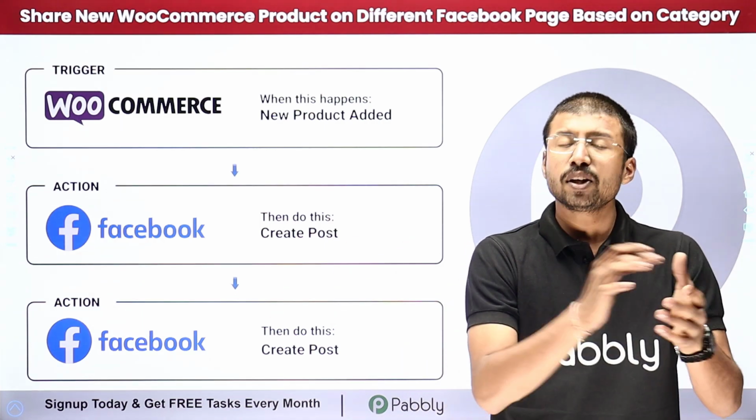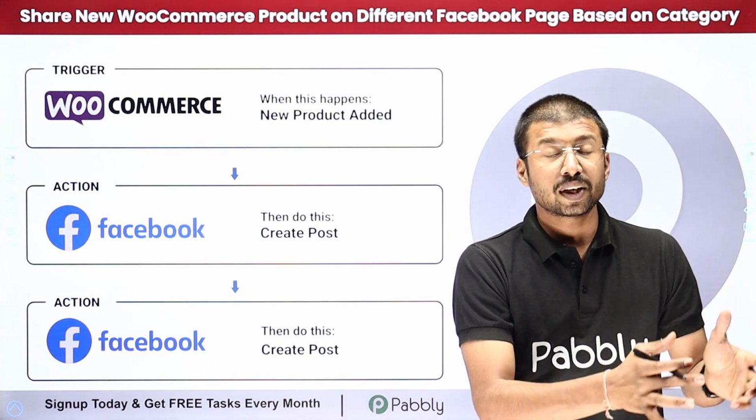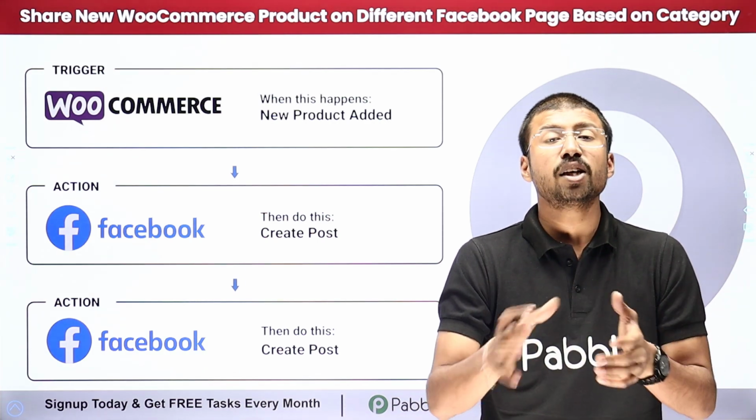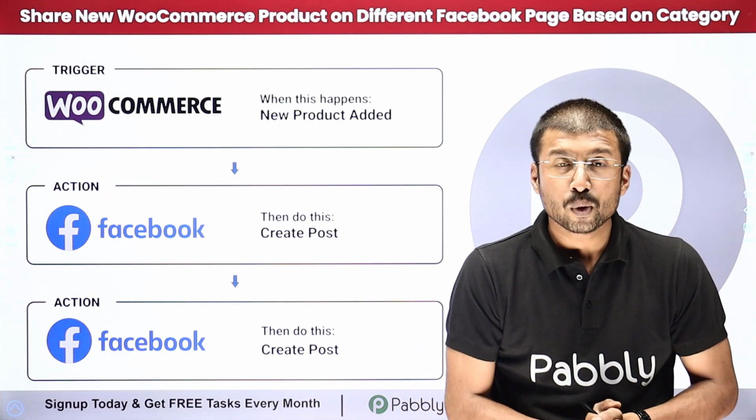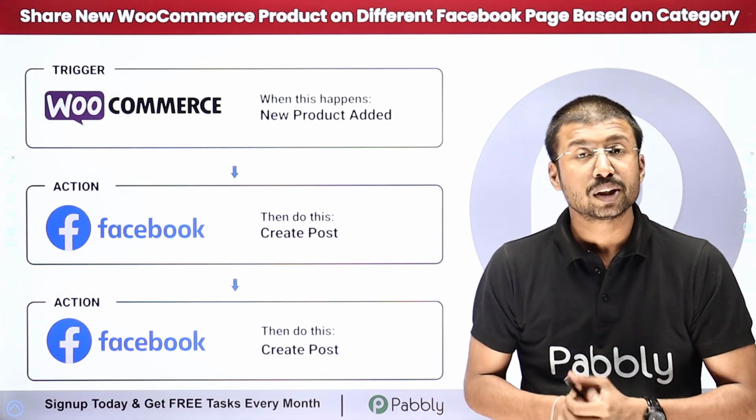Now you want that whenever you add a new product into a specific category, you want to automatically share a post on your Facebook page of that category as well. So in this video, I'm going to show you how you can automate this process.